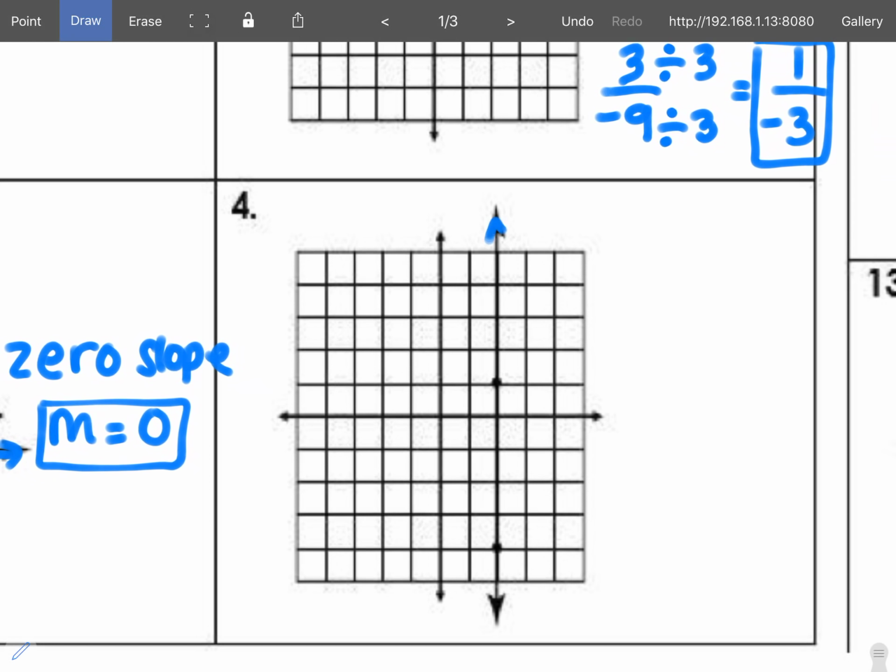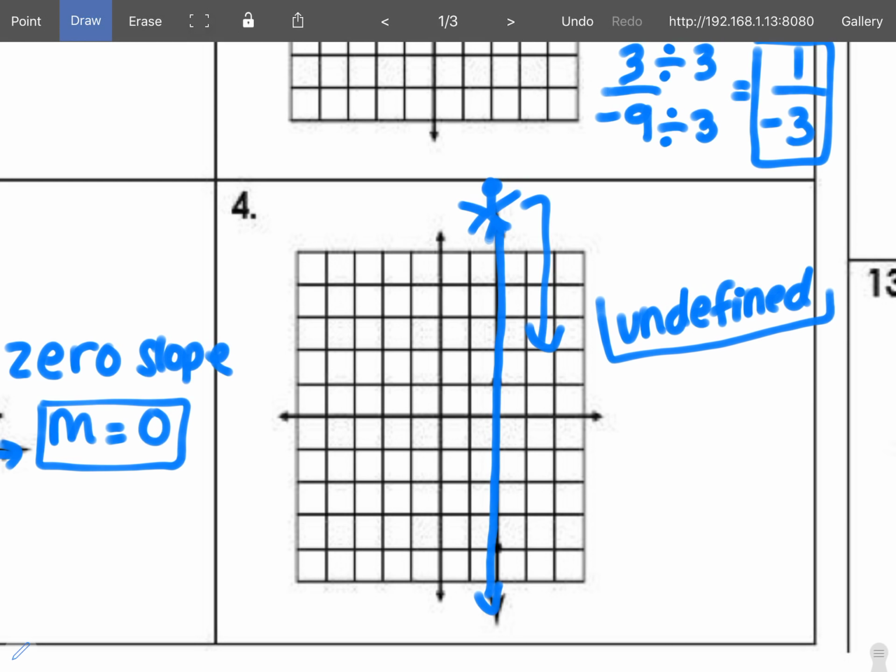Now, what about this one? Remember our little guy up here? If he falls off, what happens to him? He's undefined. So this one you just have to write undefined, and you're good there.